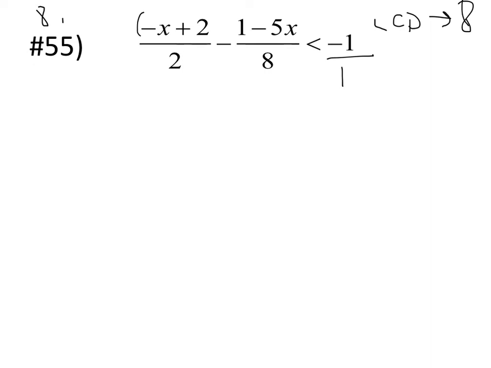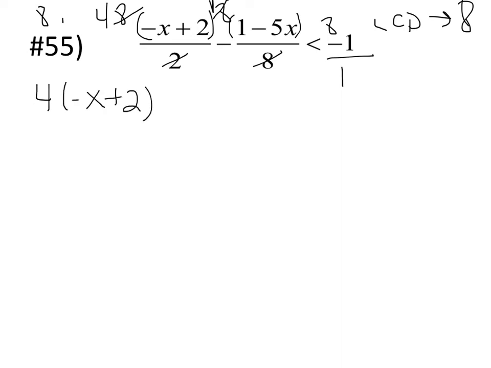Don't forget, side note, parentheses around our expressions. So you need an 8 here, an 8 here, and an 8 here. 8 divided by 2 is 4. 8 divided by 8 is just 1. Please write the 1. And 8 divided by 1 is just 8, so you can just leave it alone. Here you have 4 times negative x plus 2, minus 1 times 1 minus 5x. Please write it or you'll forget that step. Times negative 1 times 8, which is just negative 8.